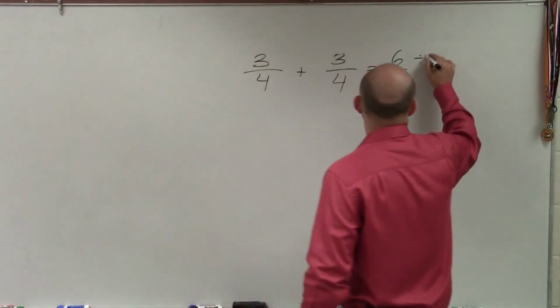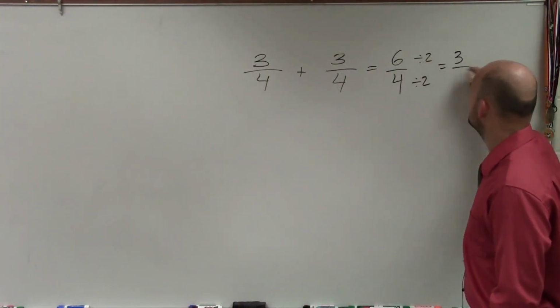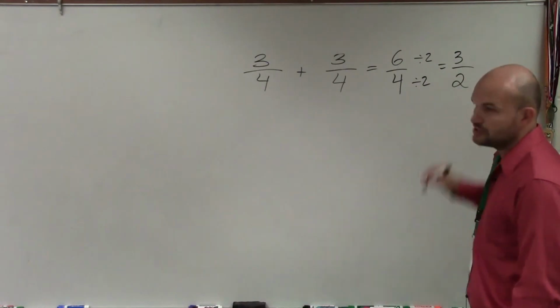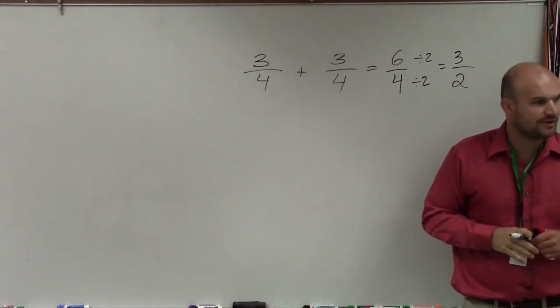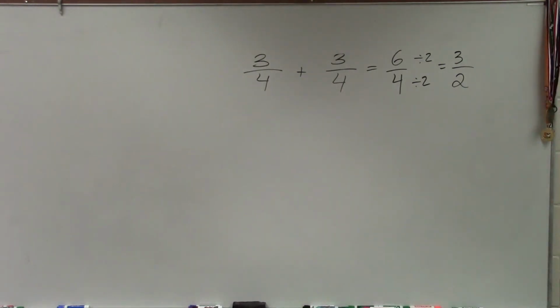So if I divide by 2 on the top and the bottom, 6 divided by 2 is equal to 3, and 4 divided by 2 is 2. So this can be reduced to 3/2. All right? So make sure you guys leave that in its simplest form.